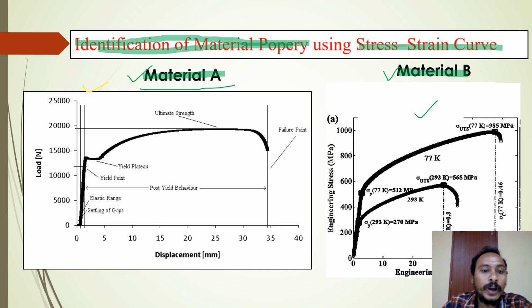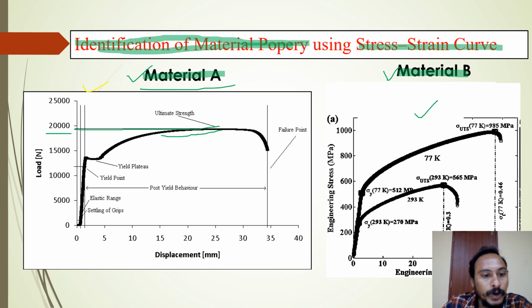Now I want to identify the ultimate tensile strength and the elastic point for material A. To obtain this, we need to draw a line from the top of the graph towards the load. From this graph it was identified that the maximum ultimate tensile strength obtained is around 19,000 newtons. After this point the material may fail. Here only necking will form. Then I want to identify up to what load the material will behave as elastic in nature.